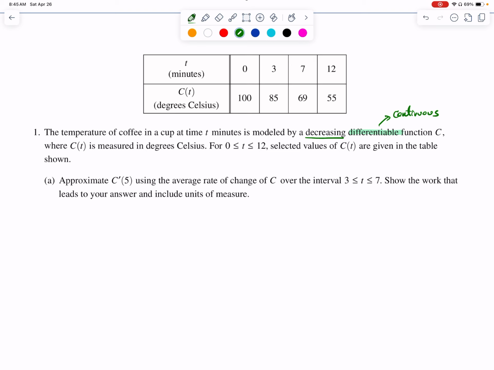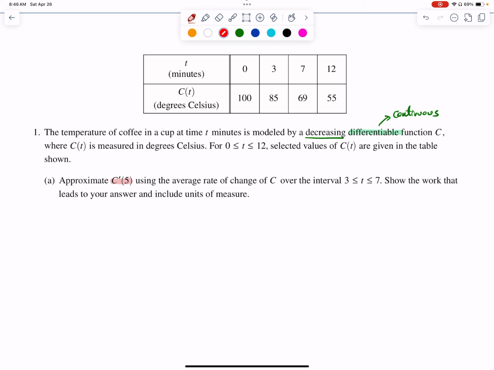Okay, so let's look at A. Approximate C prime of 5 using the average rate of change of C over the interval from 3 to 7, and show the work that leads to your answer and include units of measure. So at no point should you ever, even though you have access to a graphing calculator, plot this as a scatter plot and try to come up with a function for C. No, just don't do it. This one is telling us very specifically what to do, and it even tells us the interval to do it over. So this is pretty much how we started the year in calculus.